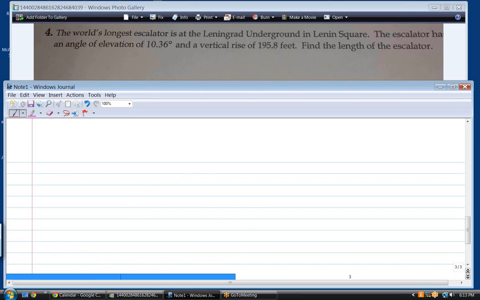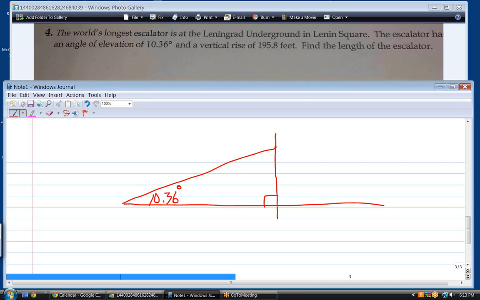All right, so here's my escalator. It makes an angle with the ground of 10.36 degrees and has a vertical rise of 195.8. Which side is that? It's the opposite to the angle, the vertical side. And give me a trig function. We're trying to find the length of the escalator, so it'd be sine.